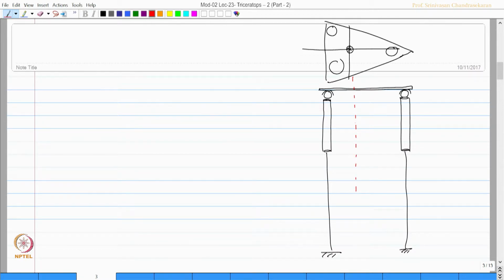So, let us mark the degrees of freedom. This is my water line. This is my center of buoyancy and center of gravity. Let us say this is my CG point, where my degrees of freedom are marked as K 15 and K 35 and K 55.